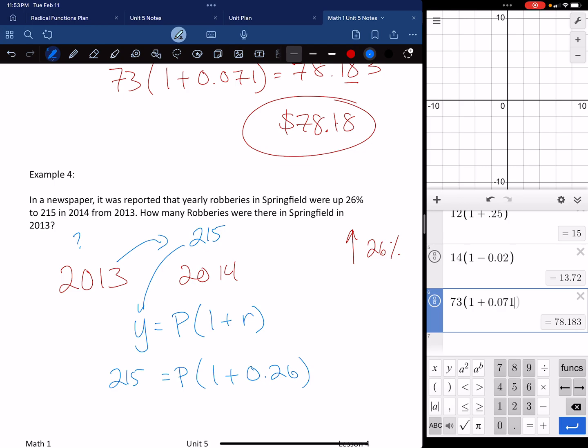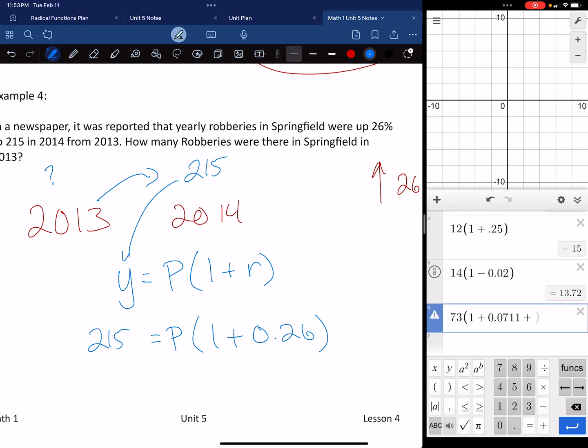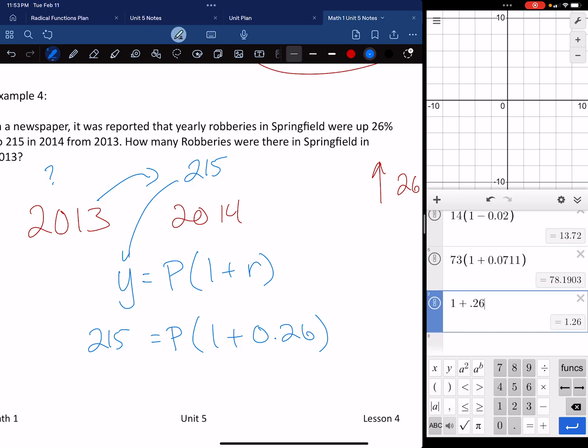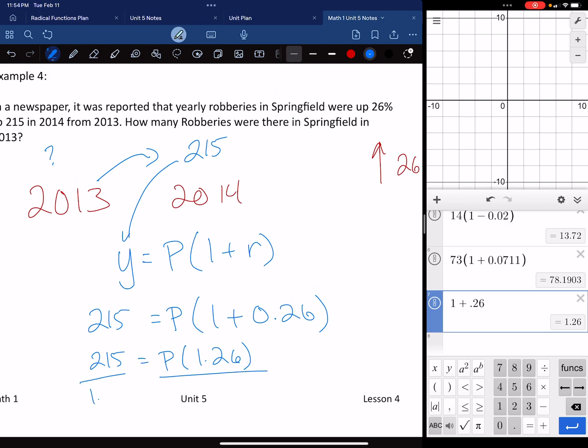We're solving for p at this point, right? I can combine like terms, right? This is 1 plus 0.26. So this is like saying 215 equals p times 1.26. All right, so how do I get rid of that and get p by itself? We need to divide. So we're going to divide both sides by 1.26. It's going to cancel out on the right-hand side. I'm just going to move everything over here.